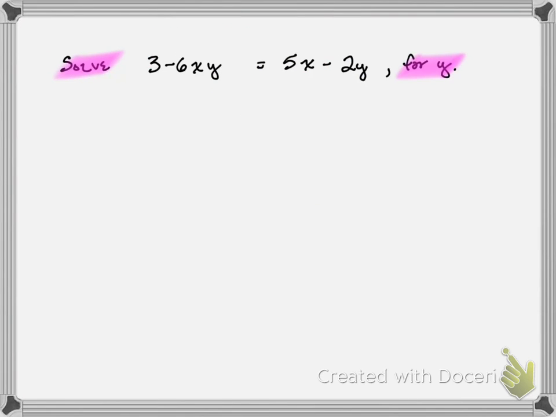Next example, very similar. I'd encourage you to pause now and try it on your own and then watch the solution. Our first step, in this case we're solving for y, would be to move any term with the y to one side and everything else to the other. I'll move this to the right and I'll move this to the left, and that would give us 3 minus 5x is equal to positive 6xy minus 2y.